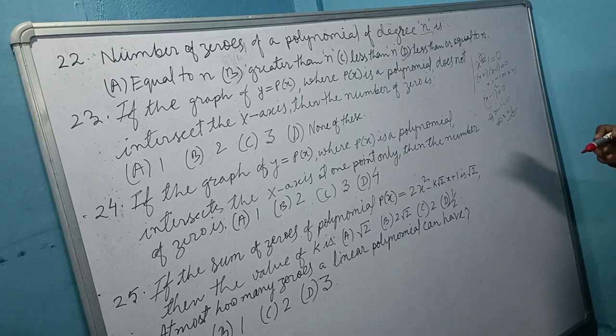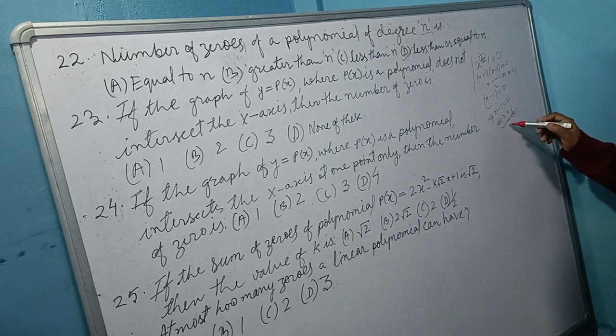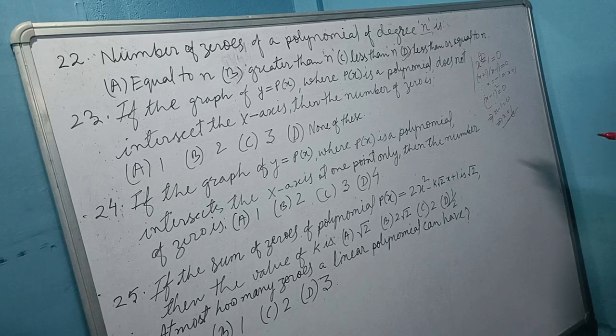But it cannot be more than that. Remember that. Clear? It may be equal to the degree or less than it. Because of this condition, we can say that this is the option for this.